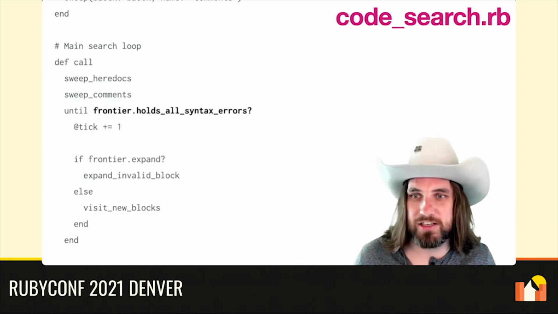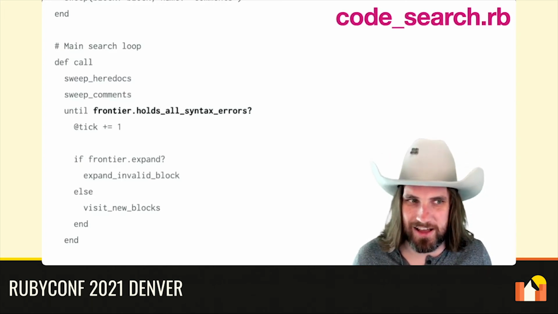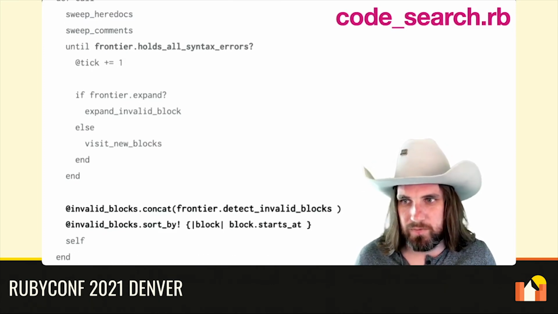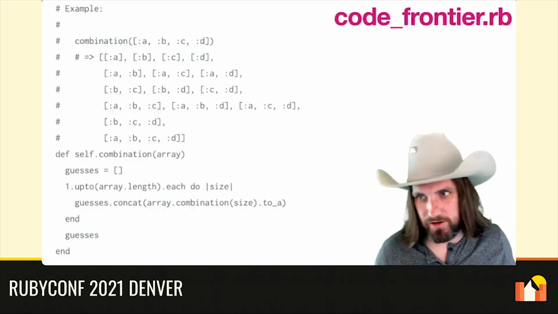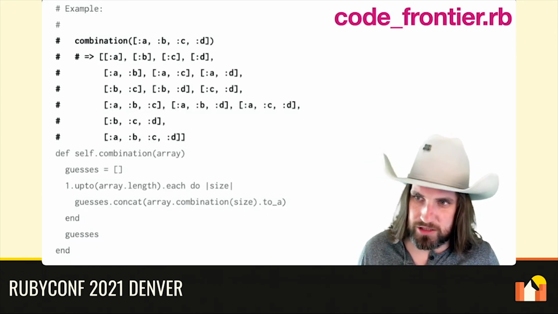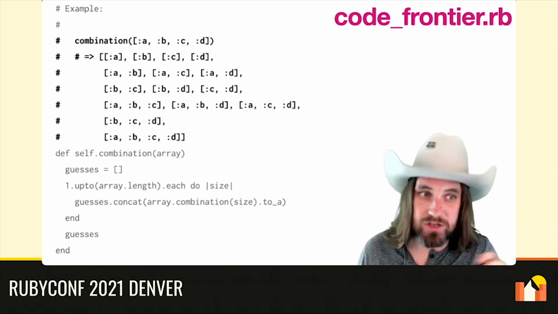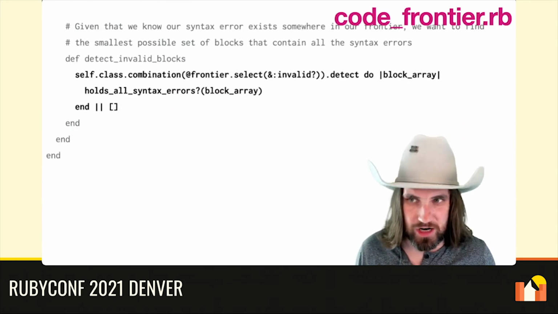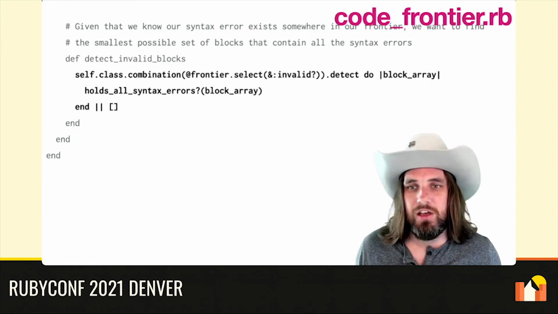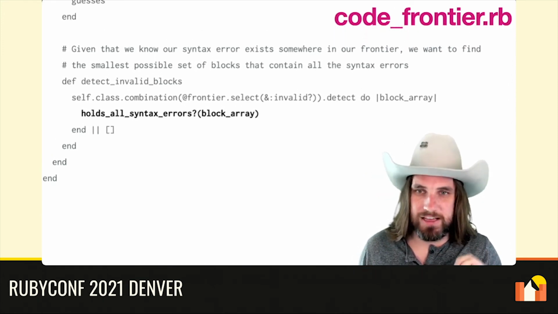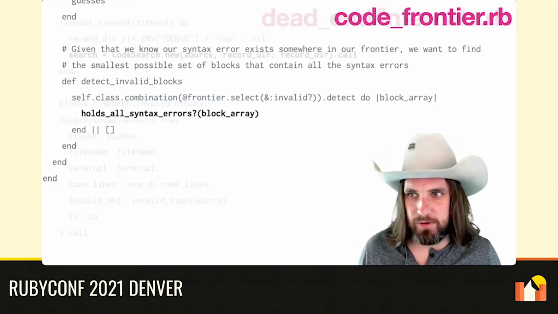Once we've removed all the syntax errors, then we still have to find our problematic code. Remember, there can be multiple errors, and the frontier can hold more than one syntax error. We want to iterate over all of the invalid blocks stored on the frontier and create a combination of all of those possibilities. We then loop through them and check all of the various combinations and return the smallest successful one that satisfies our criteria of making the document parsable.